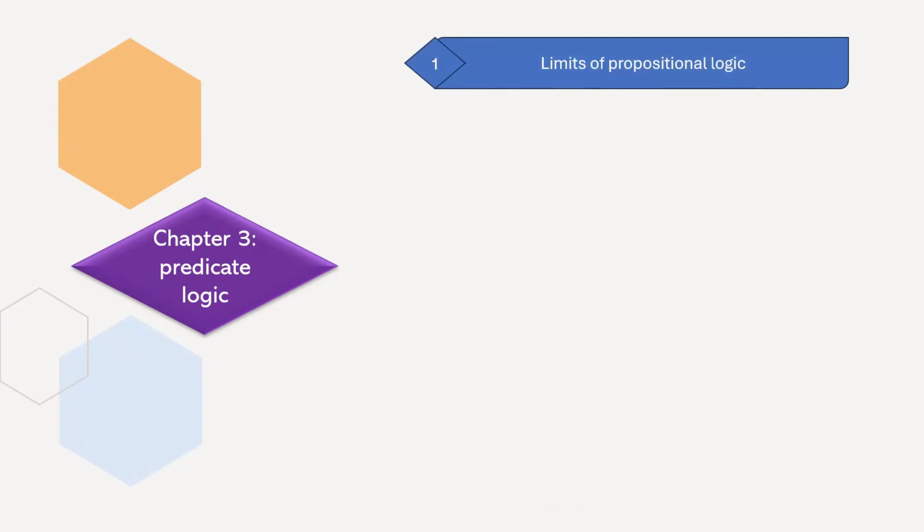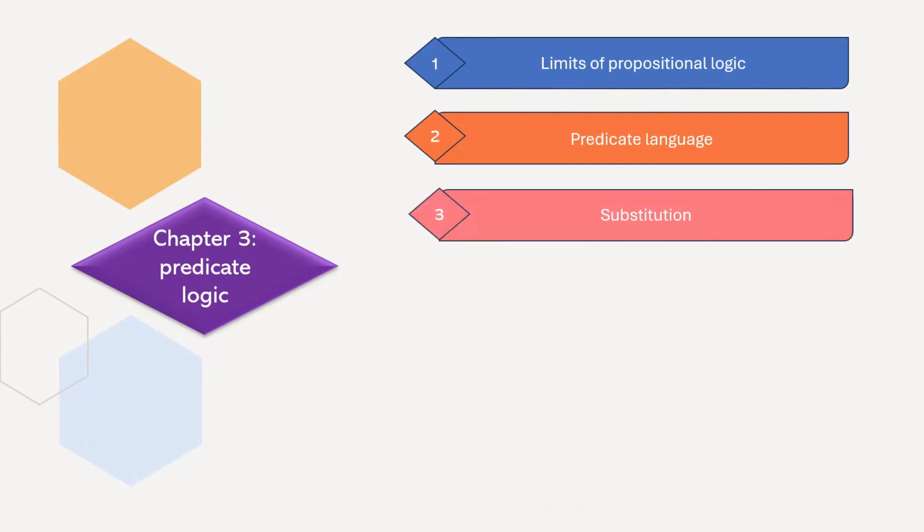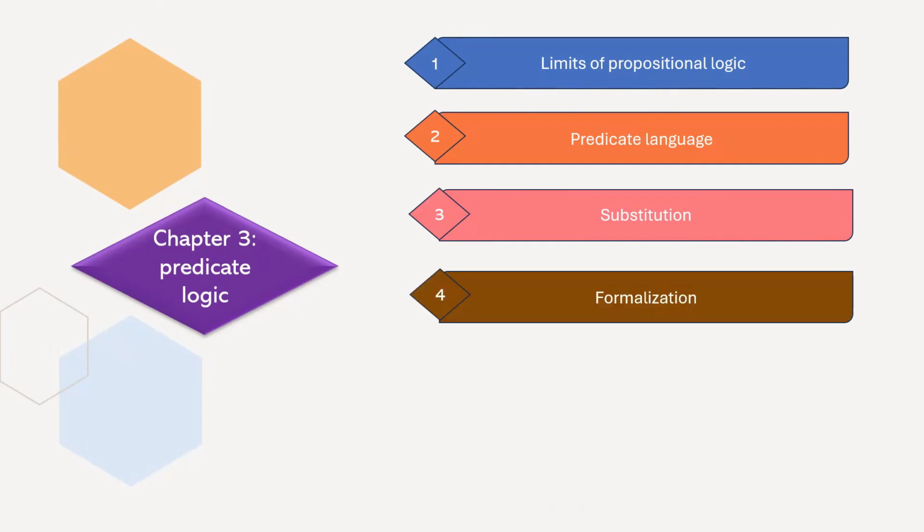First, we examine the limitations of propositional logic and why a more expressive system, predicate logic, is needed. Then we introduce the formal language of predicate logic. Here we study substitution, how we replace variables with constants or other variables in logical formulas. Next, we learn how to translate natural language statements into formal logic expressions using predicate logic.